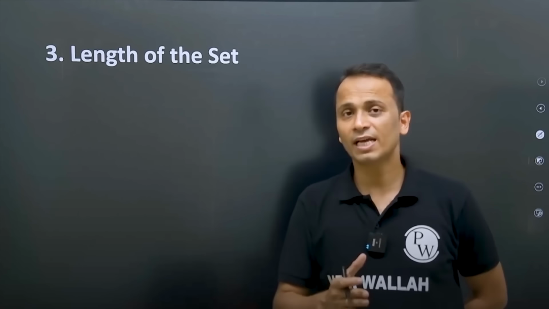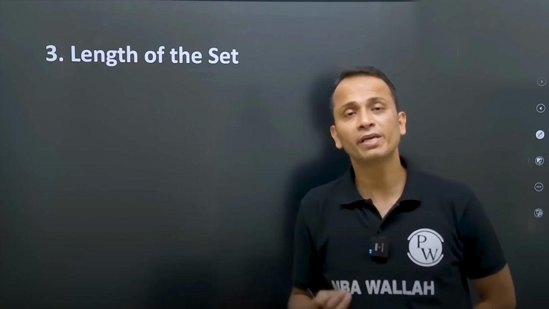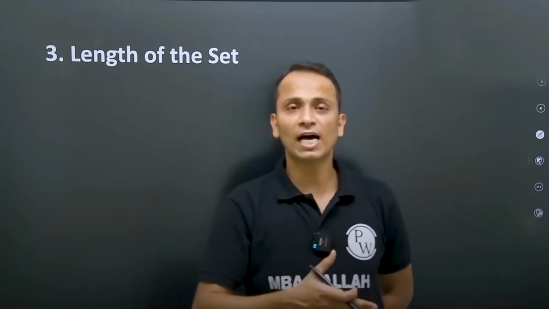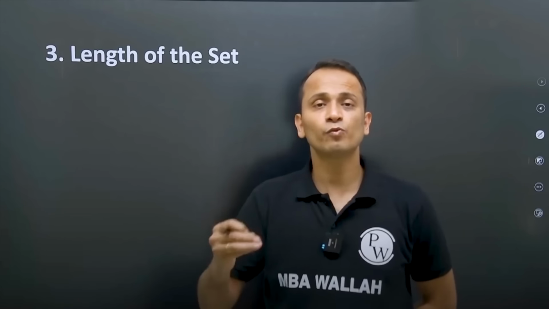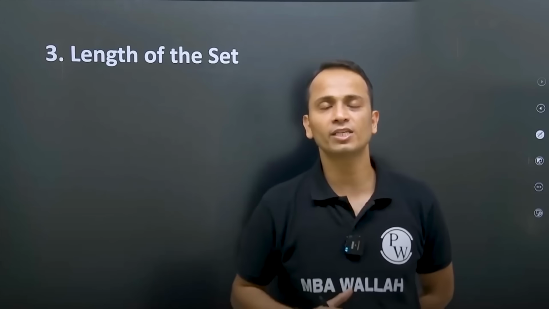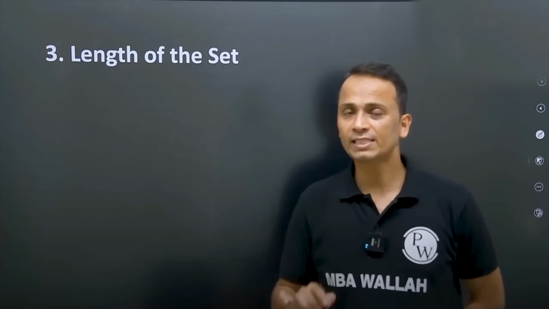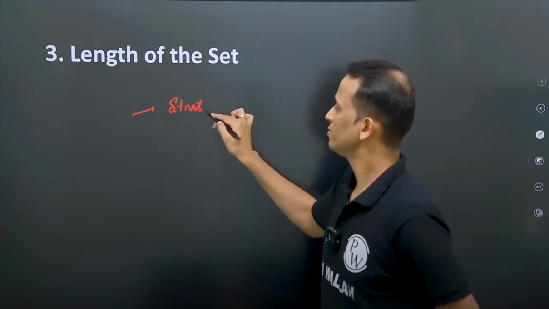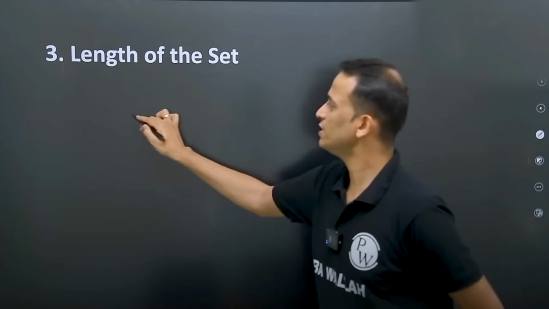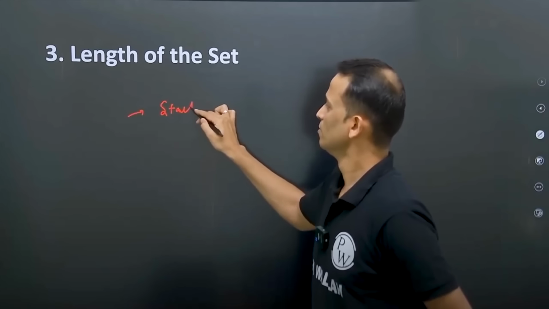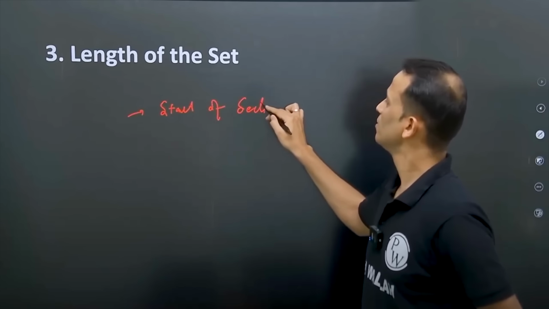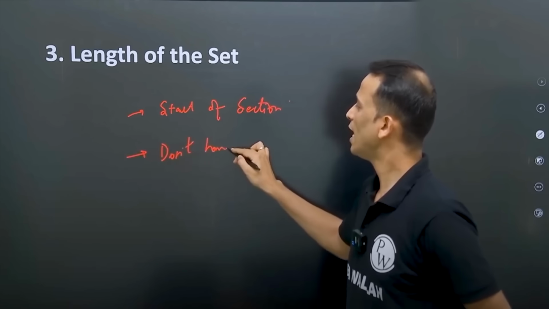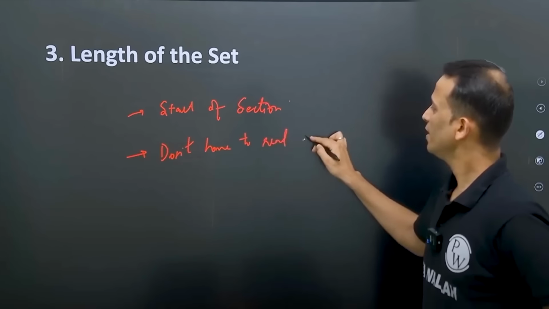So this is also one criteria using which you can pick the first set of your LRDI section. When you start, just go for a set which is less lengthy or short in length, right? I can say that this particular thing will help you at the start of the section, and you don't have to read the entire set.